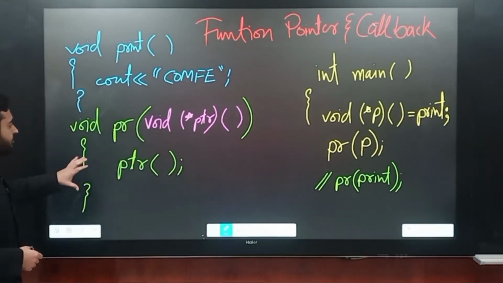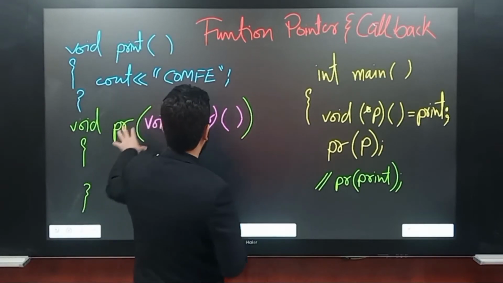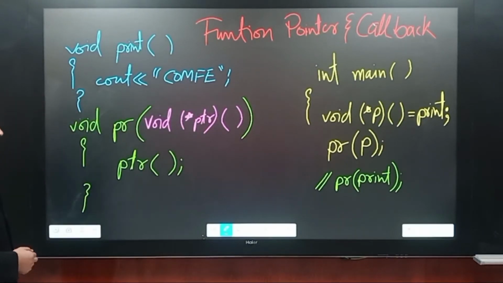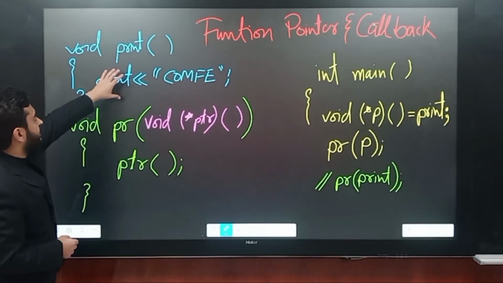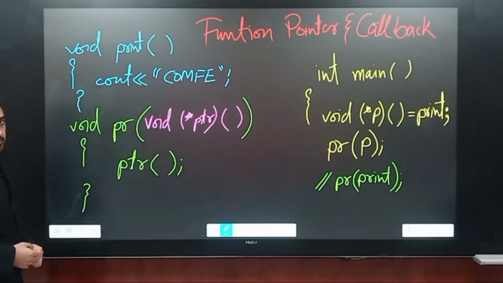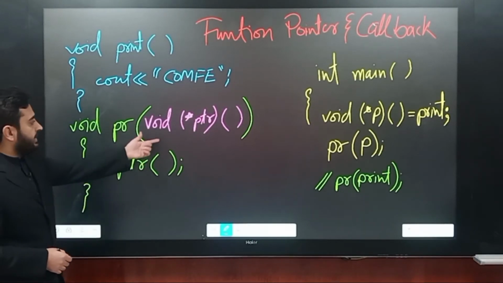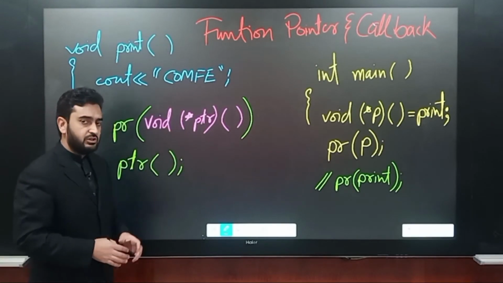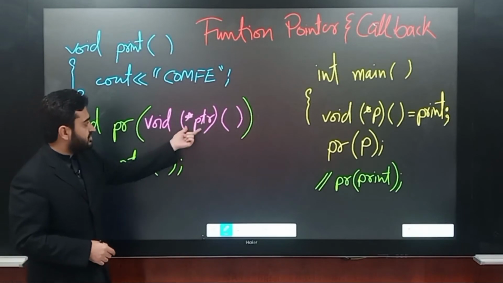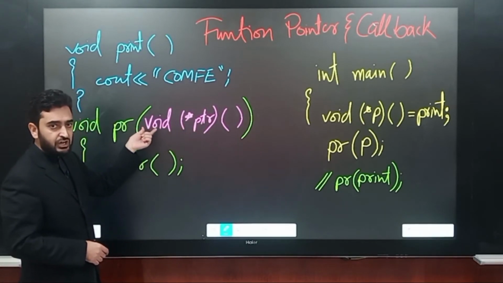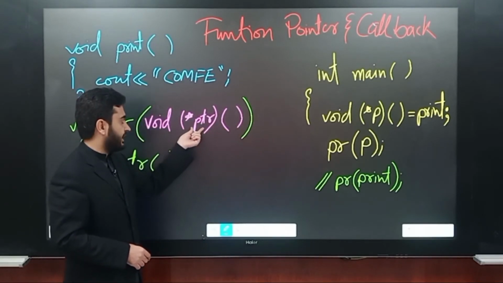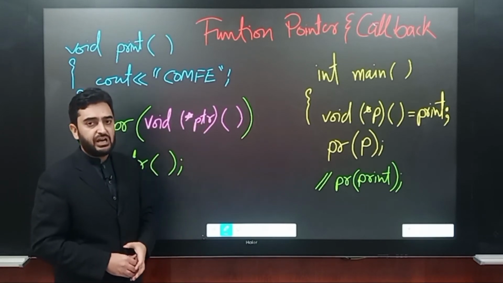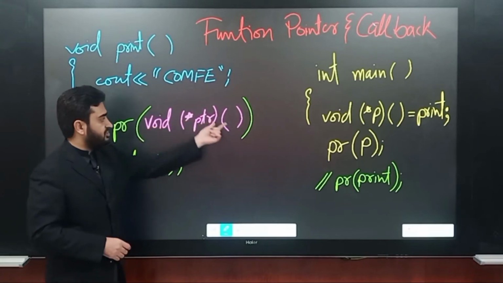How can we pass the argument of a pointer to a function to a user-defined function and call that function as a callback function? So here you see we have declared and defined a print function which prints a statement on the console screen without returning any value. The second user-defined function has a parameter of the type pointer to a function. This is a pointer to a function which returns void and has no parameter list. And the name of the pointer is ptr.